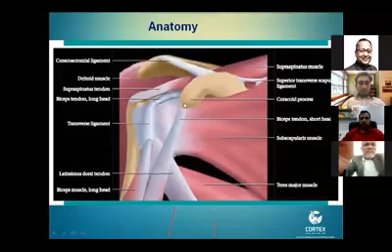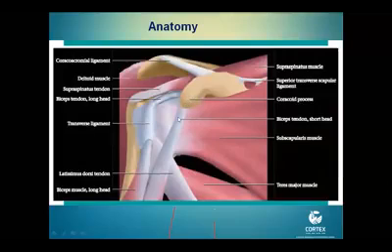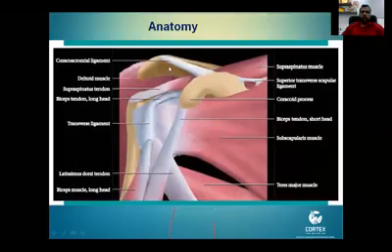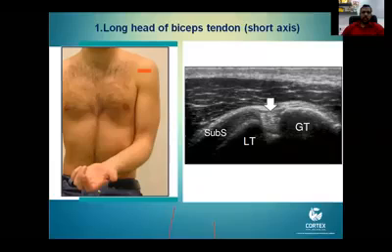Further medially, we have the coracoid process from which the short head of the biceps as well as the coracobrachialis muscle originate. From the coracoid to the acromion, there is a ligament called the coracoacromial ligament. Along with the acromion, this makes the coracoacromial arch. Under the acromion, we have the subacromial subdeltoid bursa, and the impingement usually occurs in this coracoacromial arch. So we'll be seeing all this one by one. The first one will be the long head of biceps tendon.